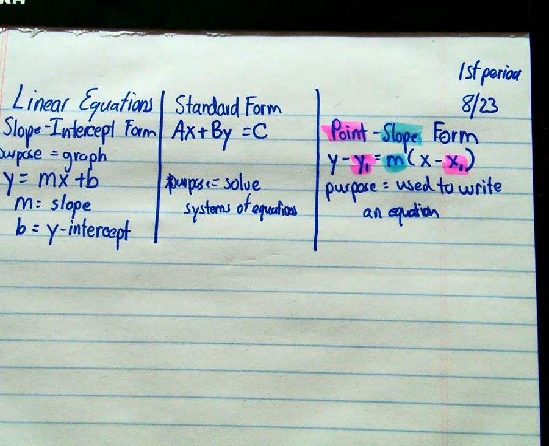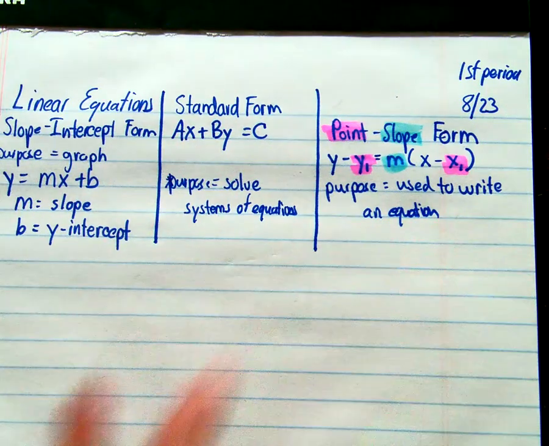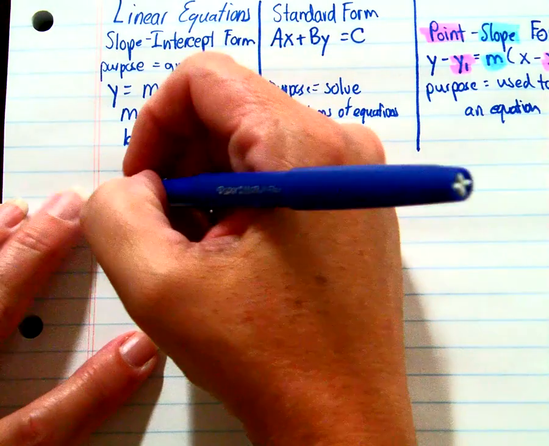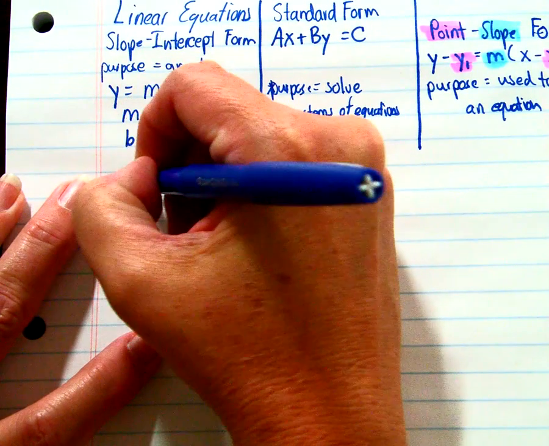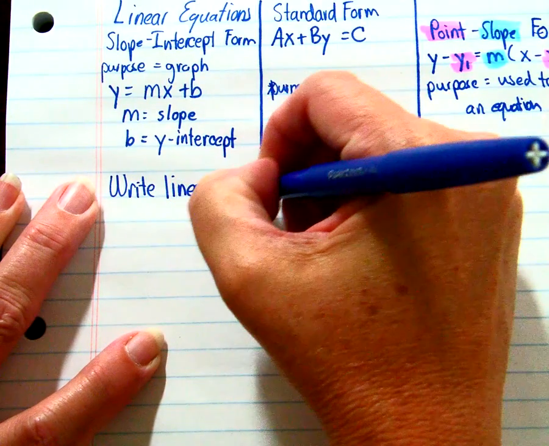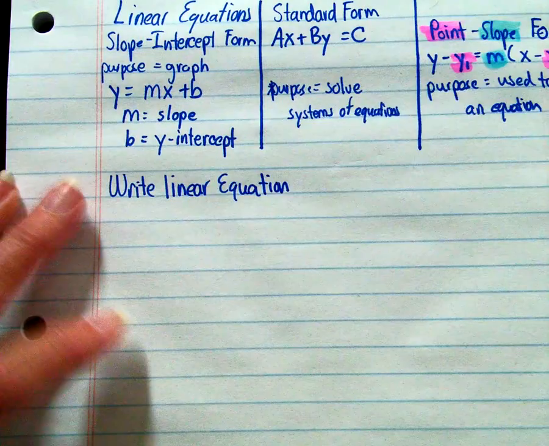So that was my talking. That was my let's learn about the 3 different methods. Now we're going to do the work. All right, so what we're talking about today, today's unit is on writing linear equations. In other words, you're given some data and you're asked to write the equation from the data.